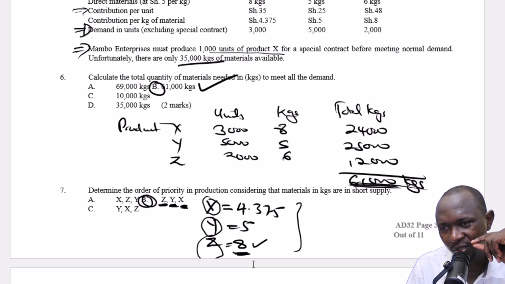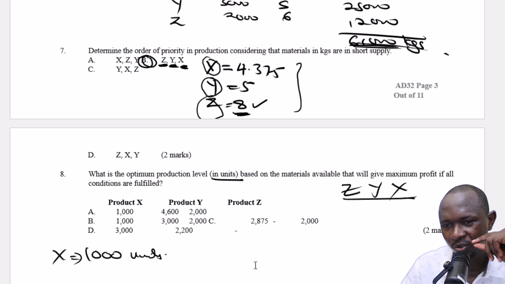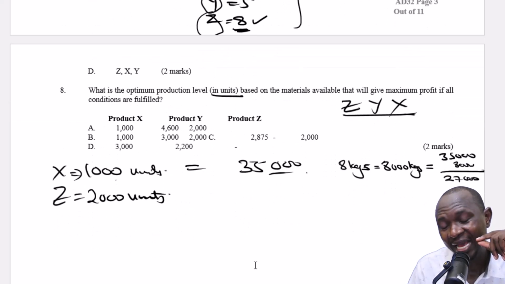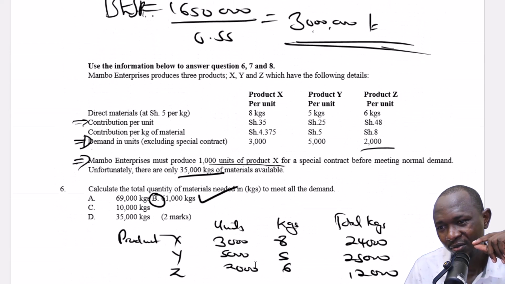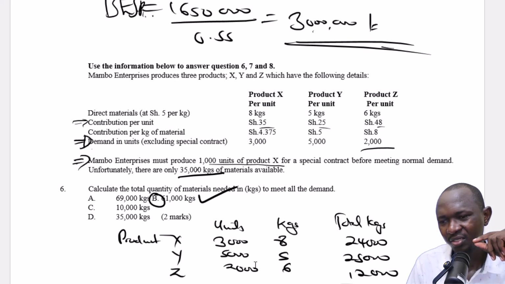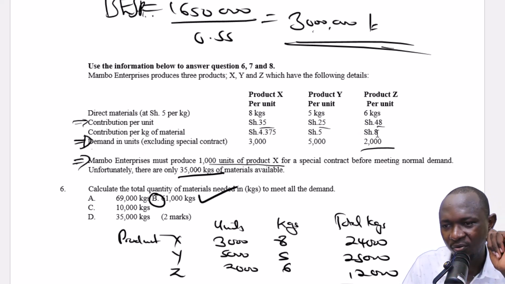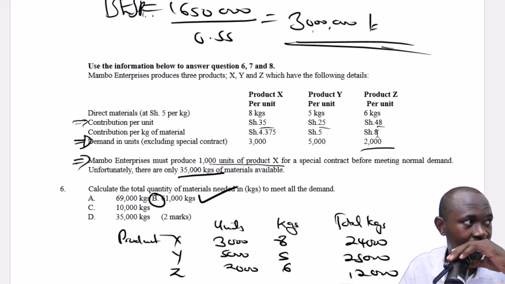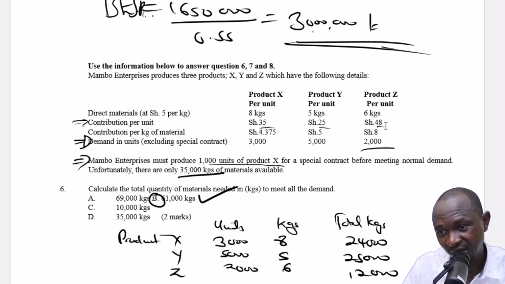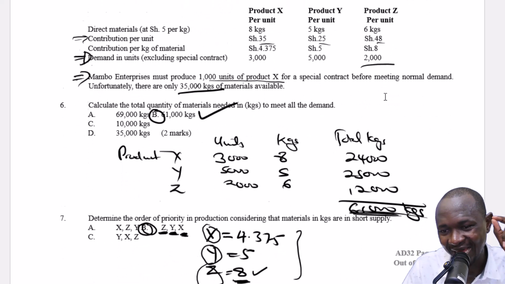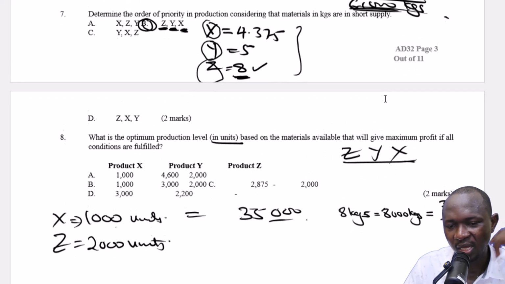So Z, only 2,000 units are required. So we are going to produce all the 2,000 units. Why? Because it has the highest contribution. If you check, you will see the contribution per unit, 35, 25, 48. So it's this 48. We only produce X because it was necessary. Otherwise, we would have started with Z, which has the highest contribution. So we've started with what is mandatory, then go to the one with the highest contribution.